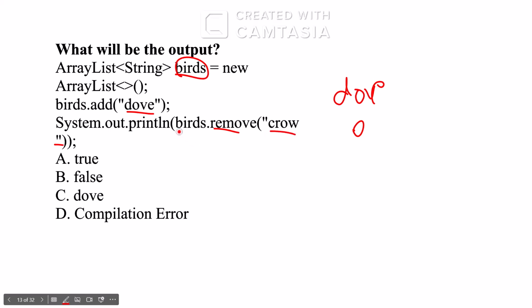If you pass a string as an argument, it will go and check the availability of the element. If crow is there, it will return true. If crow is not there, it will return false. Crow is not there in our list because we only have dove in our list. So this entire statement will return false. That will be printed. So option B is the right answer.